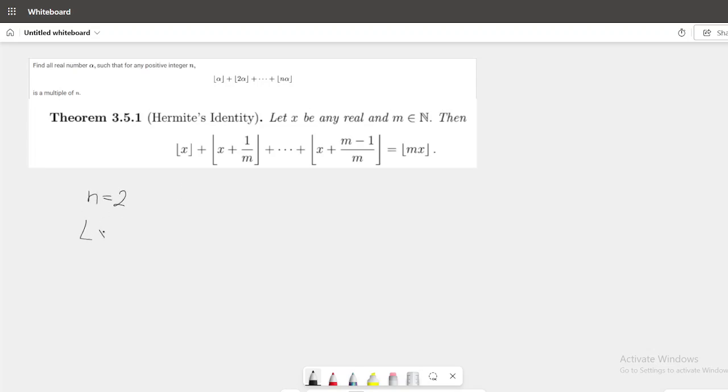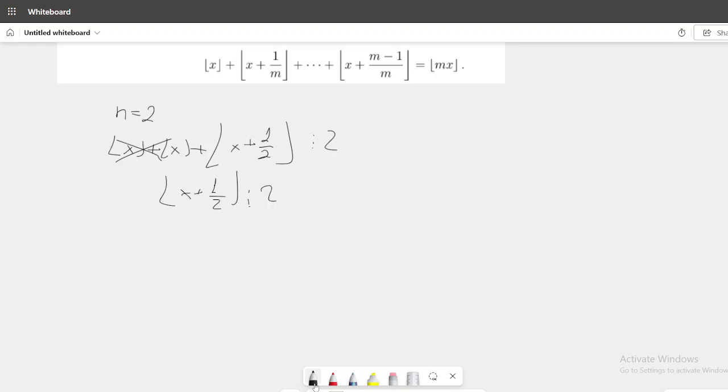The floor of x plus the floor of x plus 1 over 2, using Hermite's identity. So we get the floor of n times x is equal to the floor of x plus the floor of x plus 1 over n, all the way to the floor of x plus n minus 1 over n. So we're going to get the floor of x plus 1 over 2 here. And this needs to be divisible by 2. This is divisible by 2, so the floor of x plus 1 over 2 needs to be divisible by 2.